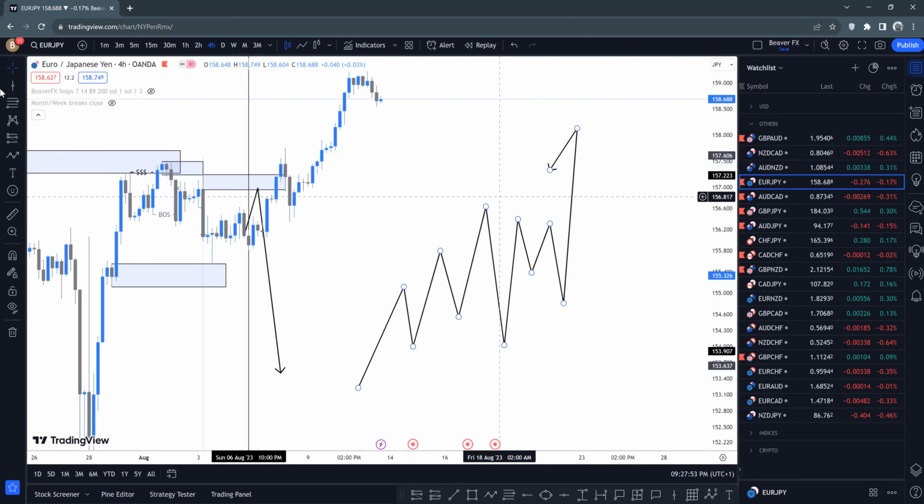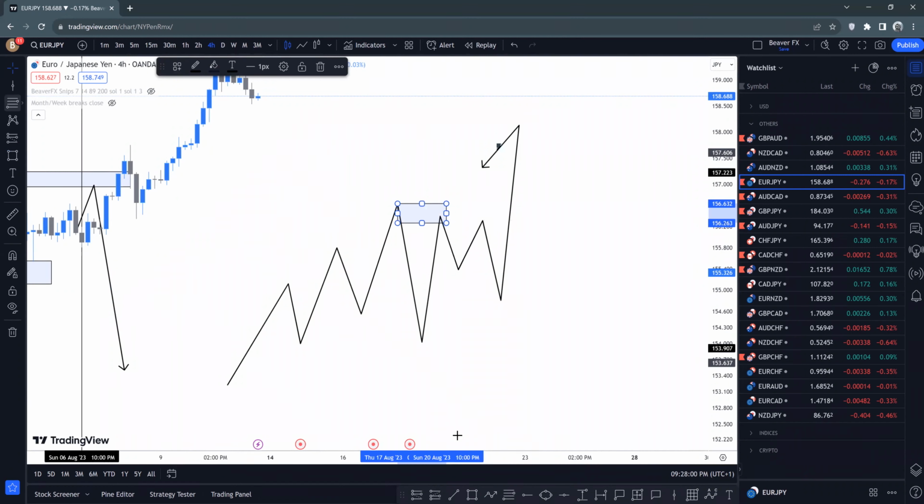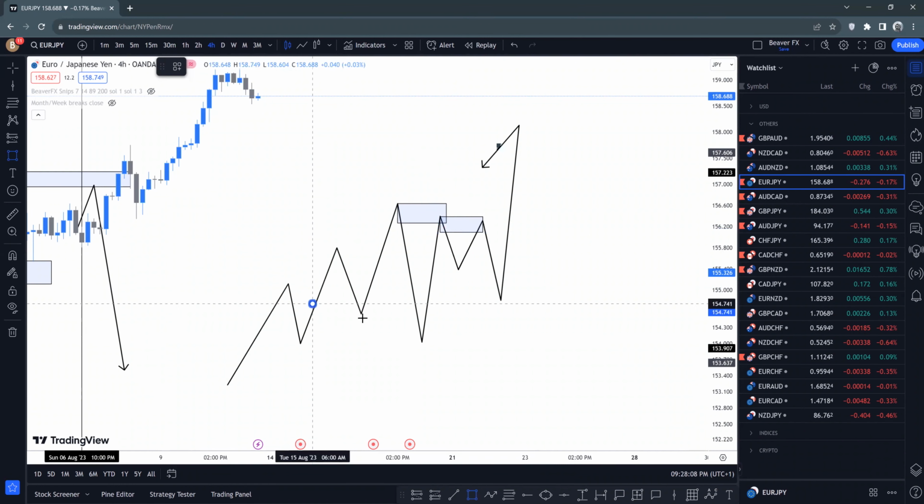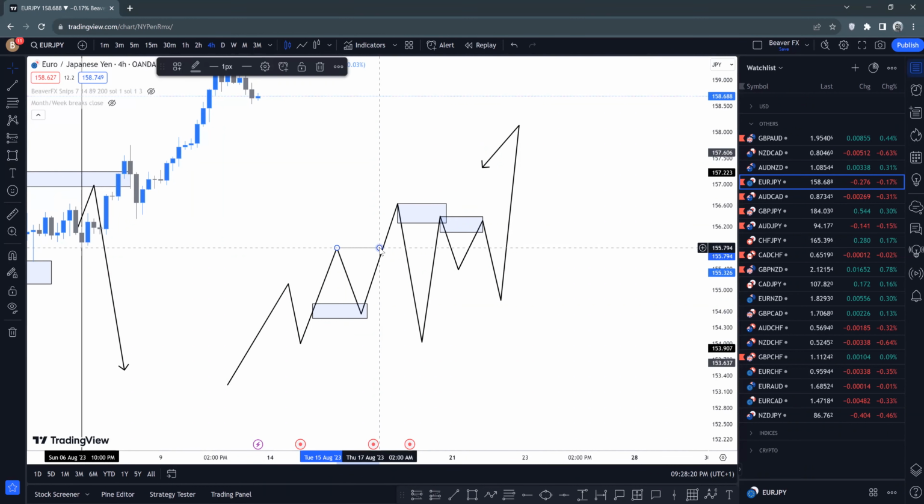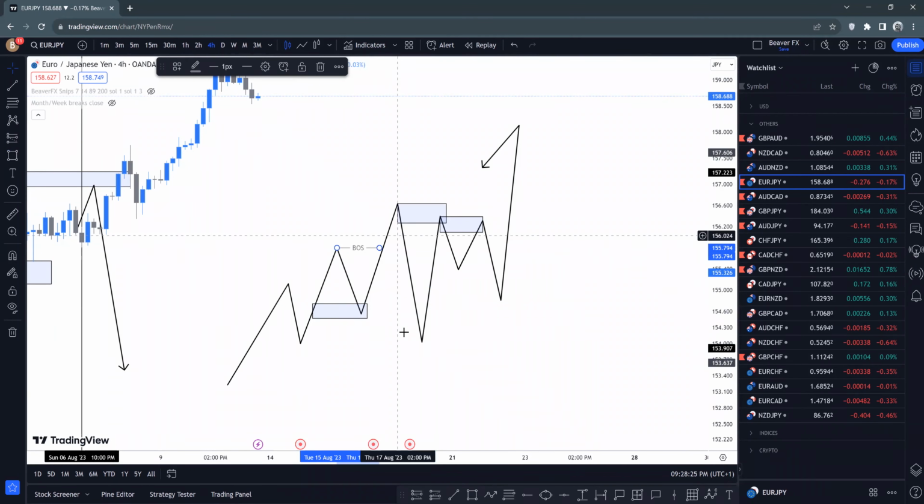So at this point now, let me draw these zones around there so we can see what I'm talking about. So we have this. We also have this. And for this zone, this is probably where it found what broke the structure. So at this point here, we had a break of structure. Now, yeah, we had a break of structure. So here, immediately we had this.